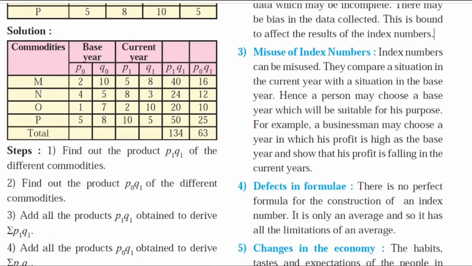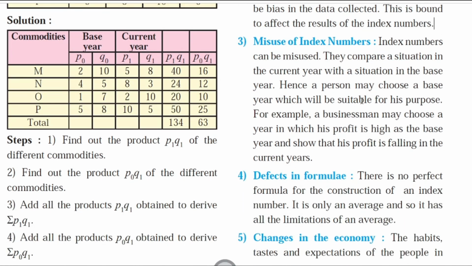Moving further, misuse of index number. Index numbers can be misused, my dear students. They compare a situation in the current year with a situation in the base year, as we just saw in the Laspeyres index, whereas also in the Paasche's index, we saw that base year plays a very important role. Comparison plays a very important role. So when they compare a situation in the current year with a situation in the base year, a person may choose a base year which will be suitable for his purpose. For example, a businessman may choose a year in which his profit is high as the base year and show that his profit is falling in the current years. So this can be misused, and thus it is also one of the limitations.